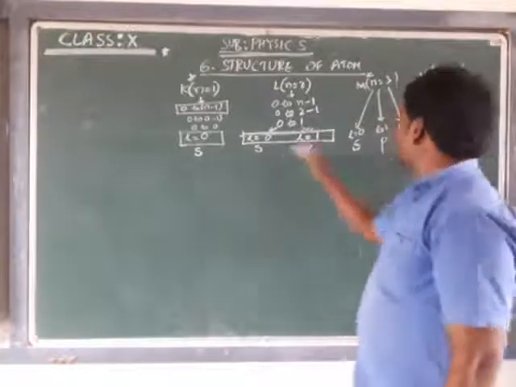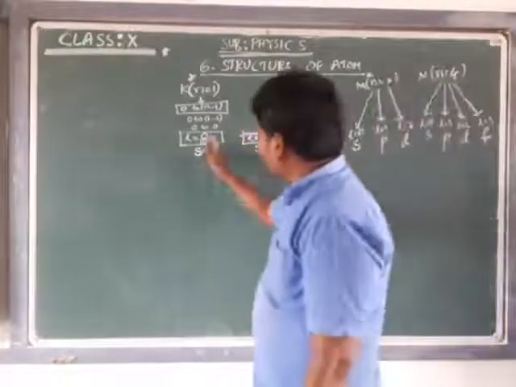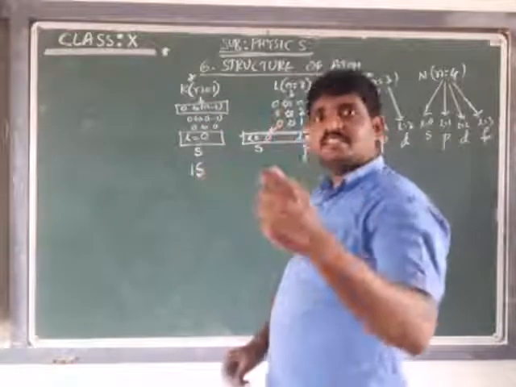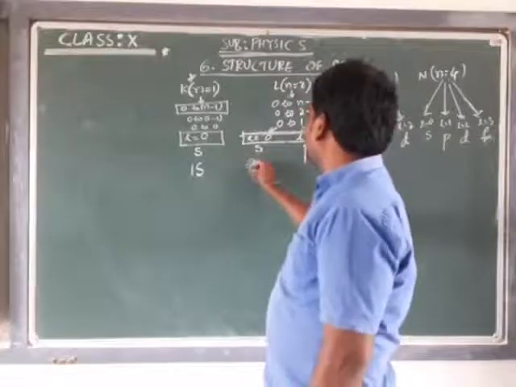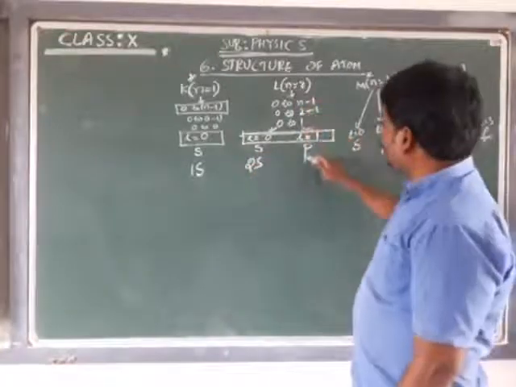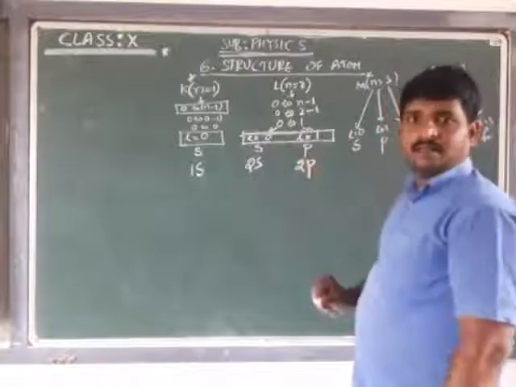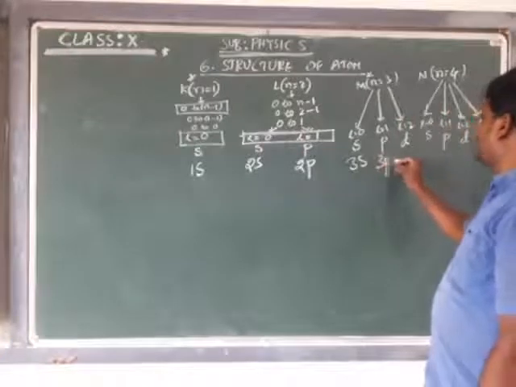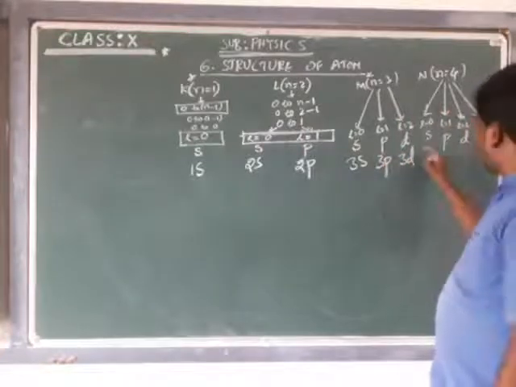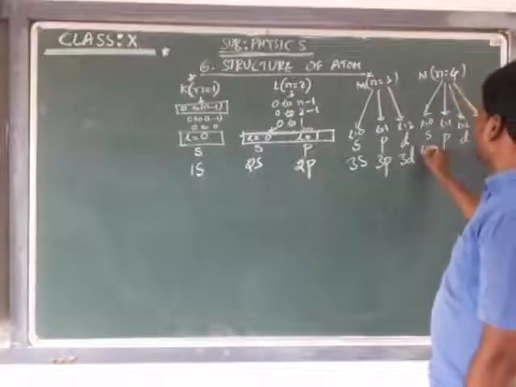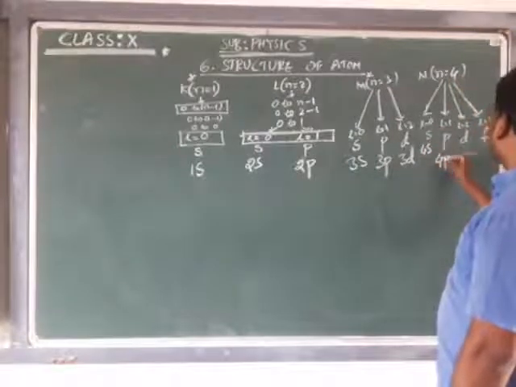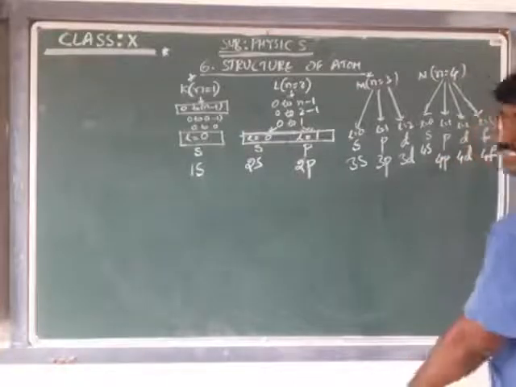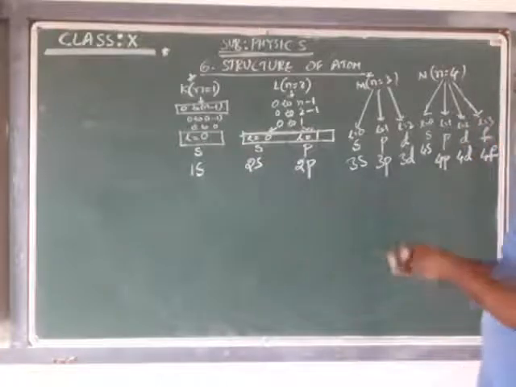Keep in mind, all these S subshells are not the same. How to refer to them? This is the first shell, S subshell. This is the second shell, S subshell. Second shell, P subshell. Third shell, S subshell. Third shell, P subshell. Third shell, D subshell. Fourth shell, S subshell. Fourth shell, P subshell. Fourth shell, D subshell. Fourth shell, F subshell. Like that. If it is the fifth shell, sixth, seventh, eighth shell, that sequence goes on.